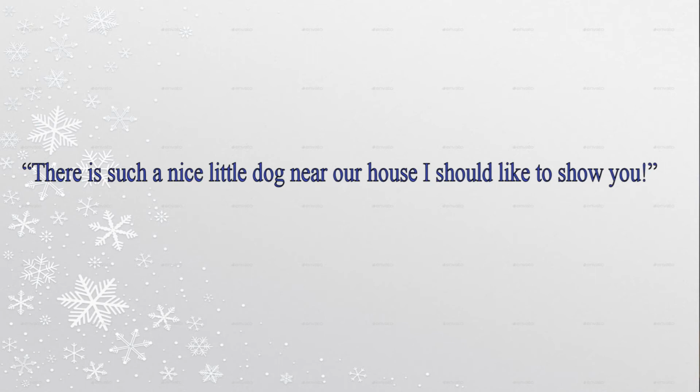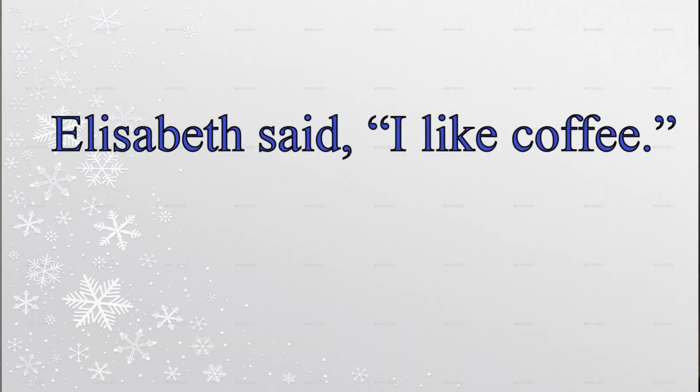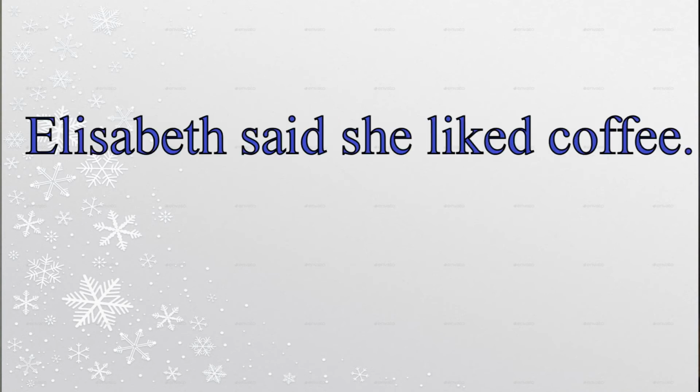Reporting in indirect speech is what happens when you explain what someone said without using their exact words. Let's start with an example of direct reported speech like those used above. Elizabeth said, "I like coffee." As indirect reported speech, it looks like this. Elizabeth said she liked coffee. You can see that the subject "I" has been changed to "she" to show who is being spoken about.